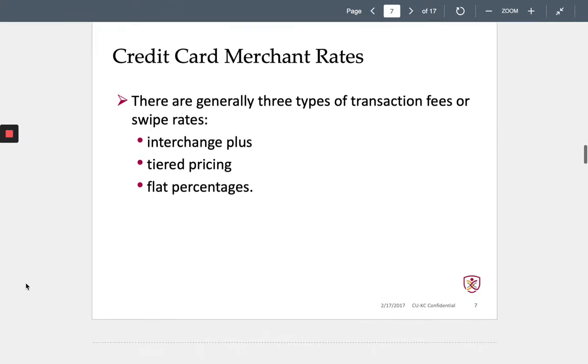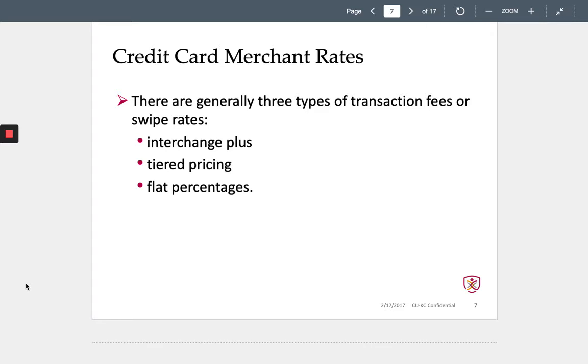Credit card merchant rates. Okay, what are merchant rates? Well, if you're going to accept credit card services, merchant rates or merchant services means the same thing. There are different ways that is done: interchange plus pricing, tiered pricing, and flat percentages.